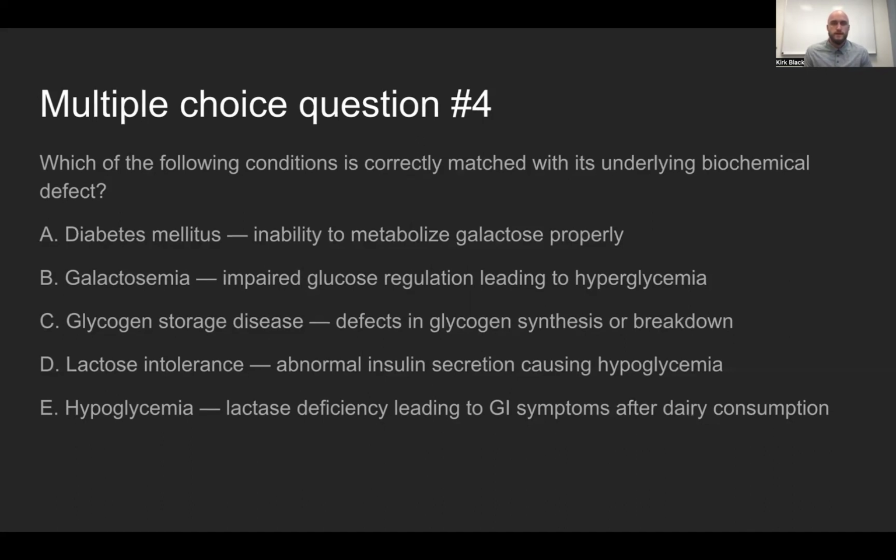If you said C, you would be correct. Remember, glycogen storage disease can be both, not just synthesis. It can be synthesis or breakdown of glycogen, and thus can cause further harm, meaning hyperglycemia or hypoglycemia. Just remember that we really need glycogen storage. I always look at the words glycogen synthesis or breakdown, and it's a buzzword for me. And I always remember glycogen storage disease.